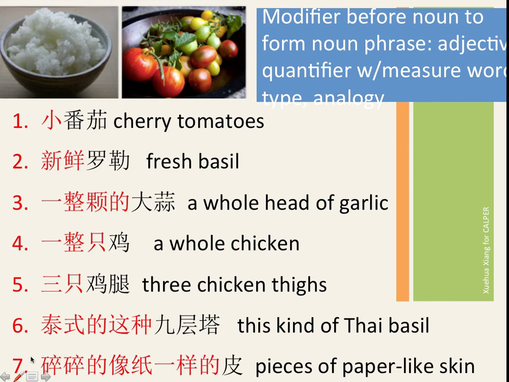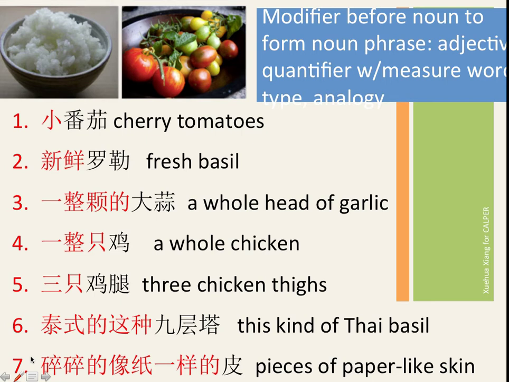Number 6 is a different kind of modifier. Here we have modifiers that describe the types of things. For example, if you're talking about basil versus Thai basil, it would be 泰式的, Thai, Thailand, type, 泰式的 Thai kind, 这种 this kind of 九层塔, that's the Thai basil, 泰式的这种九层塔.